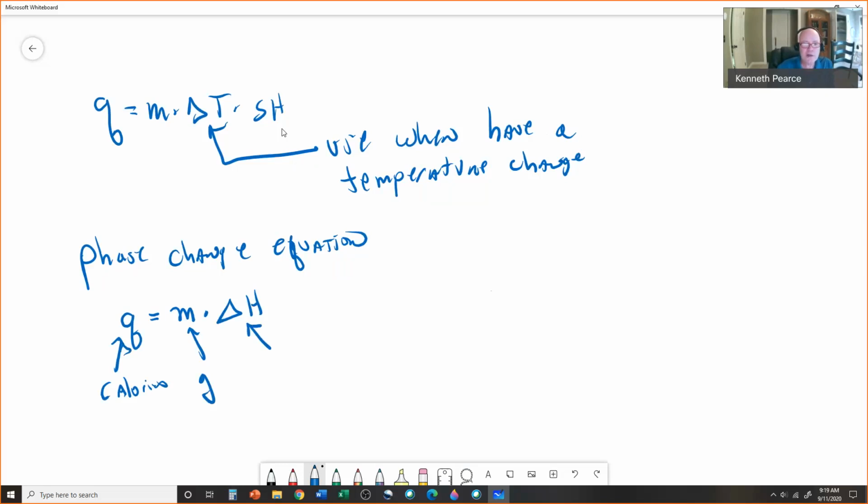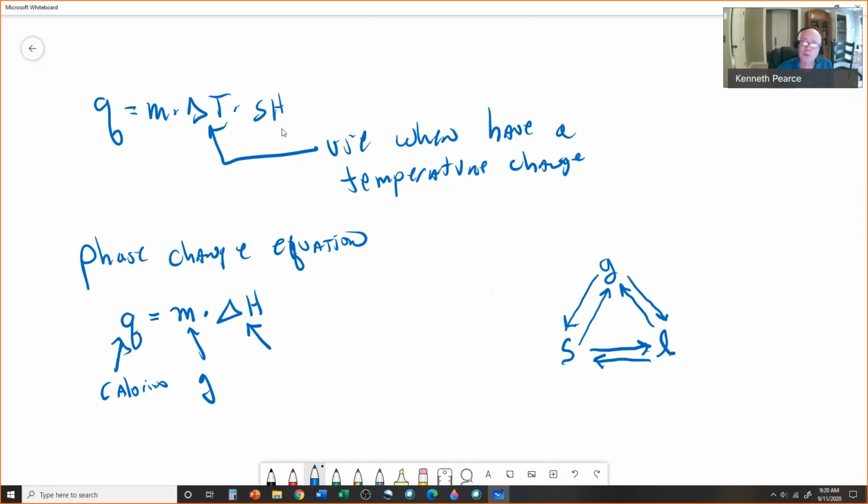Now, a phase change is when you go from like solid to liquid, or liquid to solid, or when we go from liquid to gas, or gas to liquid, or solid directly to gas, or gas to solid. Okay? And those are phase changes. And it takes a certain amount of energy to do each one of those phase changes.